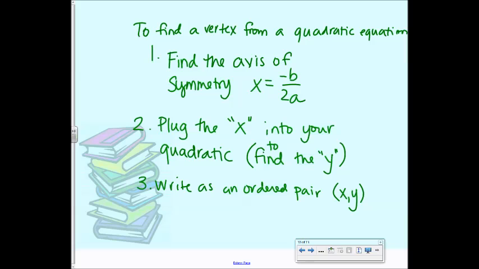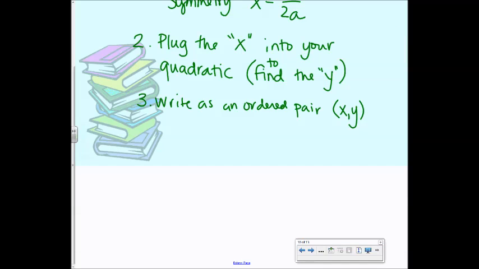So let's say, for example, we were doing y equals, give me a number less than 5, Braylon. 4. Cecilia, give me a number less than 10. And Angelo, give me a number less than 3. 1. Okay, so let's say this were our quadratic equation.